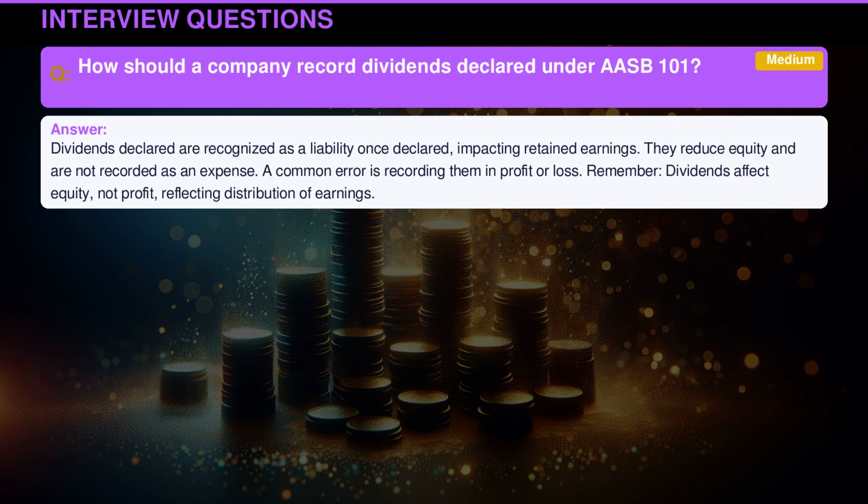Dividends declared are recognized as a liability once declared, impacting retained earnings. They reduce equity and are not recorded as an expense. A common error is recording them in profit or loss. Remember, dividends affect equity, not profit, reflecting distribution of earnings.